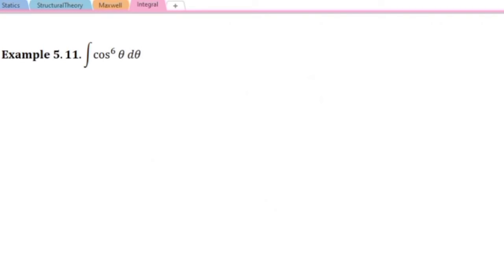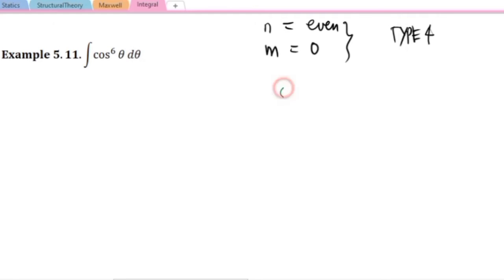Example 5.11, we have the integral of cosine theta raised to 6 d theta. So n is even and hindi natin nakikita si sine. So yung exponent na sine is 0 and we consider 0 as even. So this would fall to type 4. And sa type 4, we are using the power reducing formula.